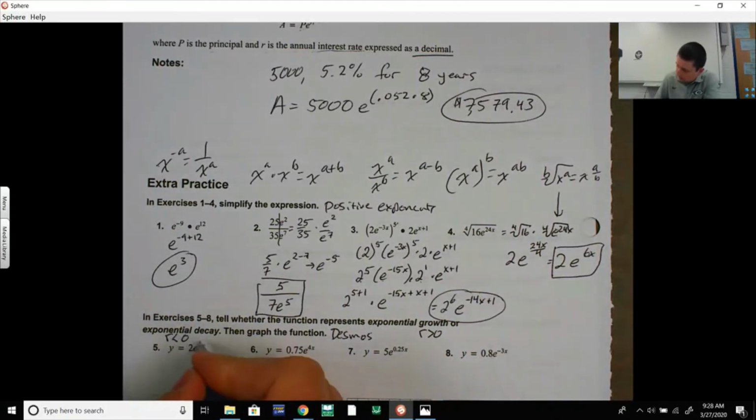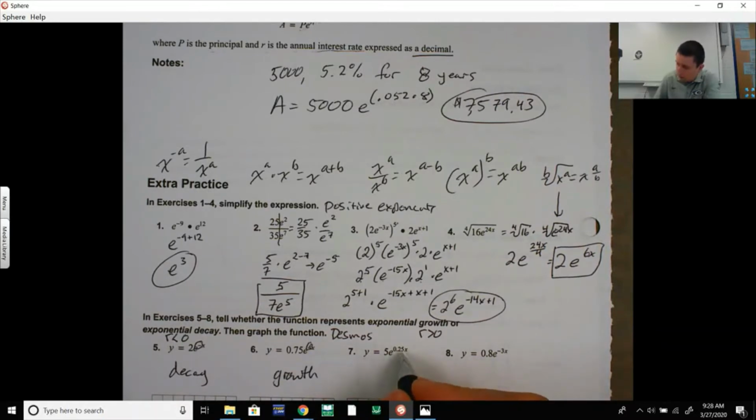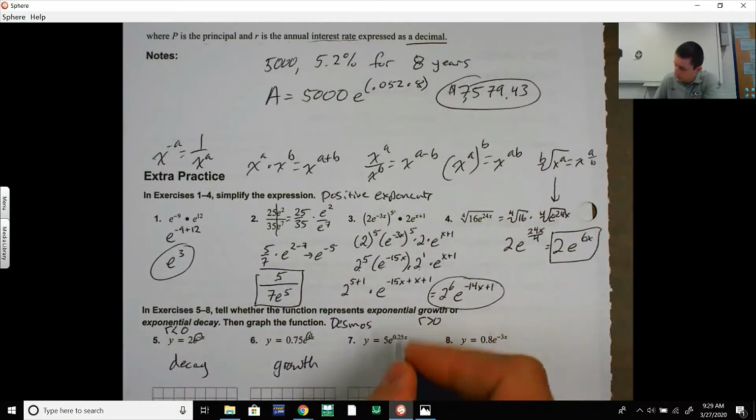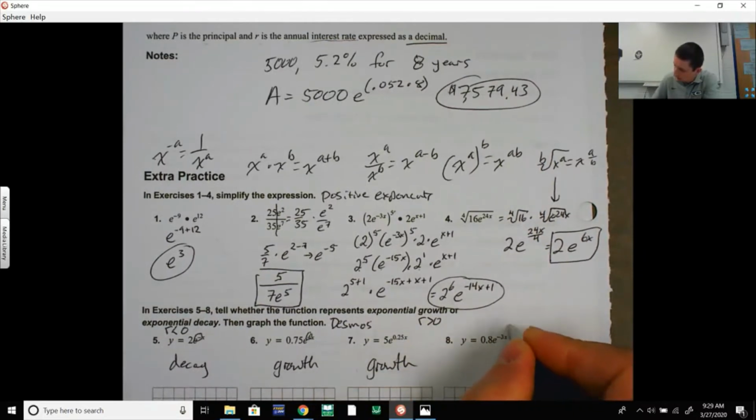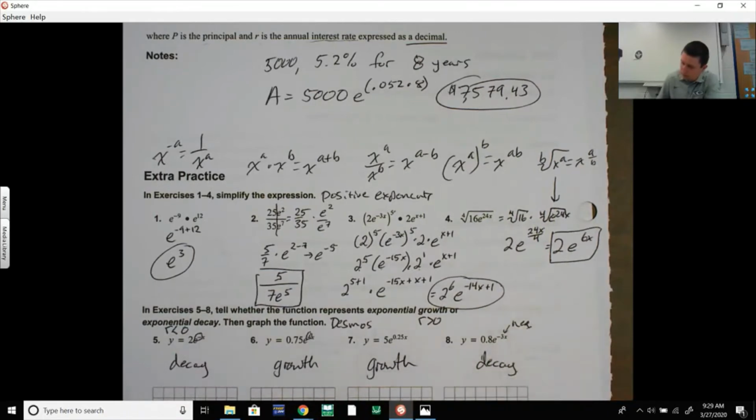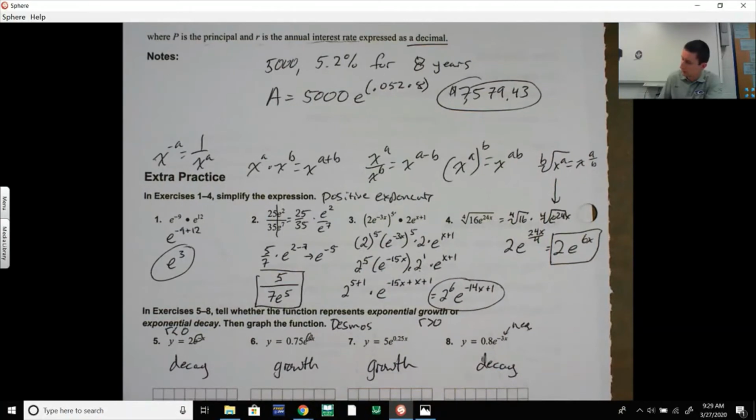So 5, you see the negative sign right there. That makes it a decay. 6, you see a positive sign. That's growth. It's a positive 4. 0.25, even though it's less than 1, with a continuous growth, that is still positive, so that is a growth. Negative 3, that's negative, so that is decay. You can use Desmos to help you graph it for your assignments.